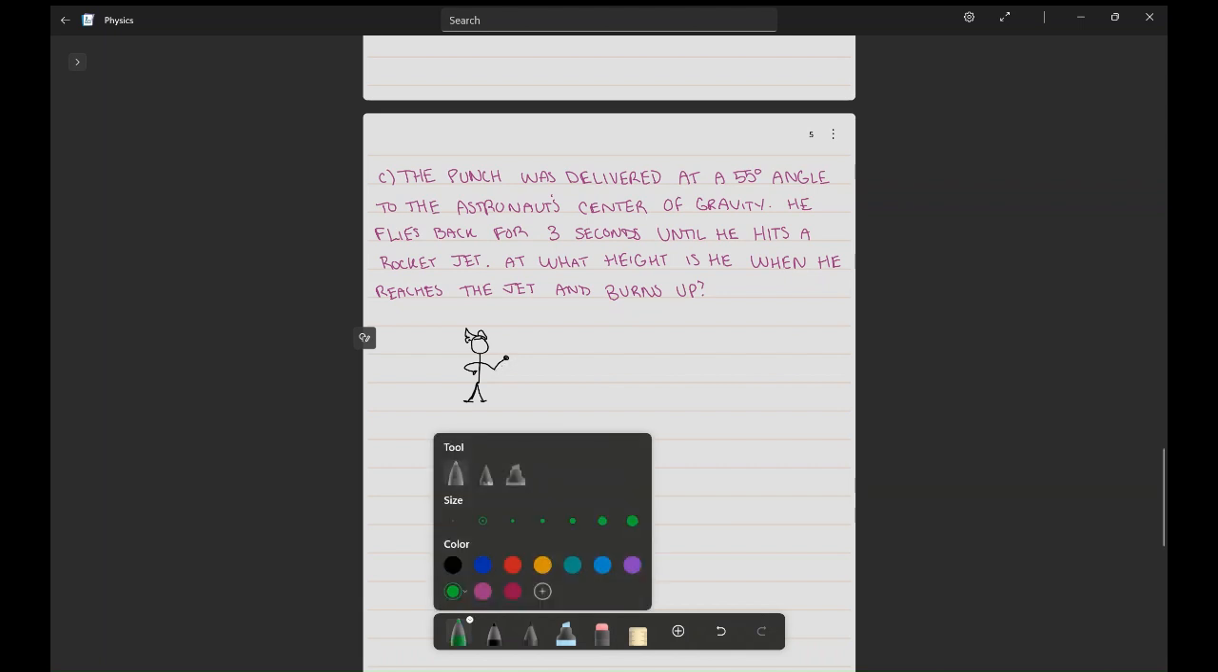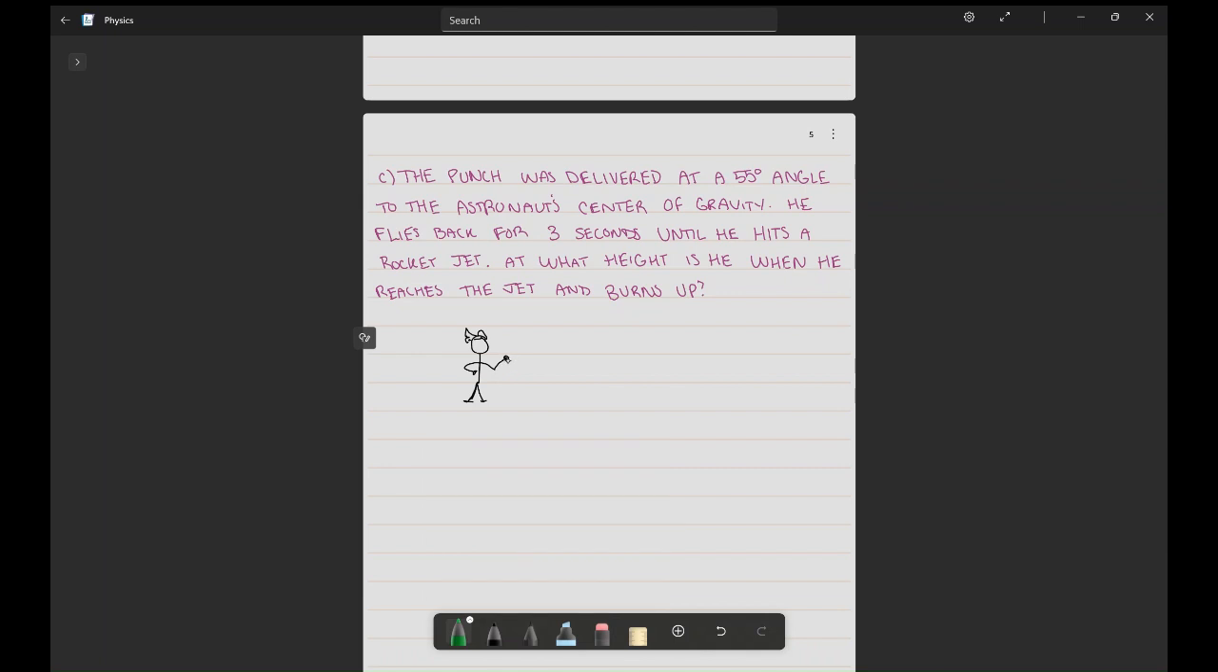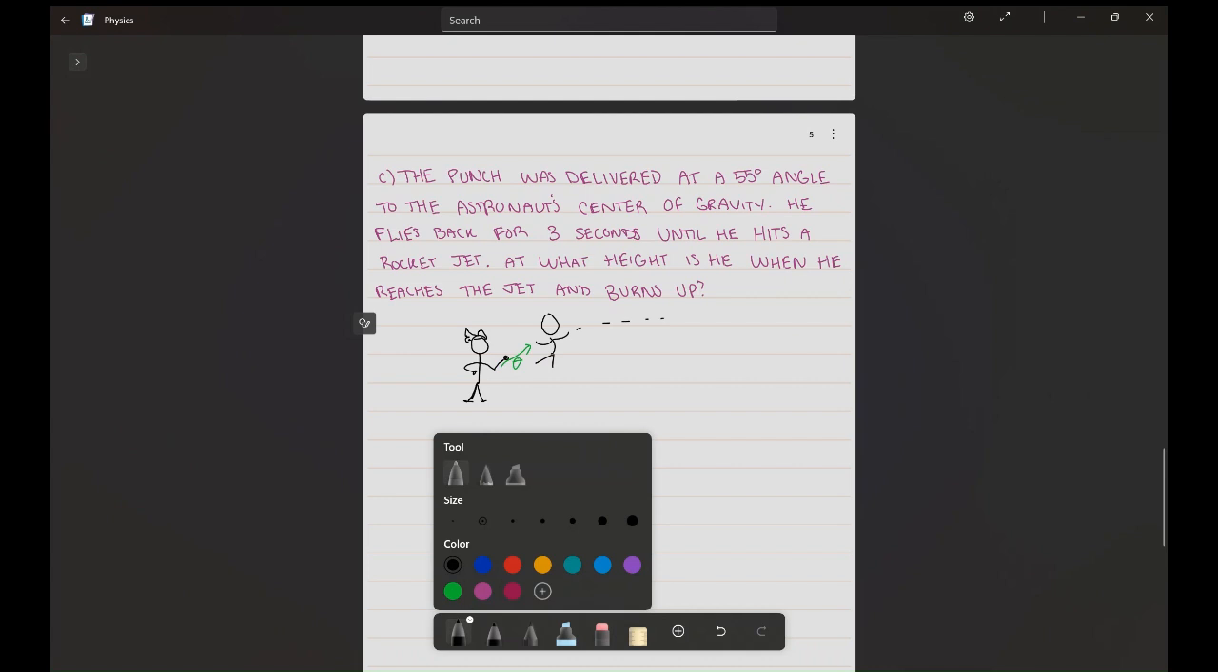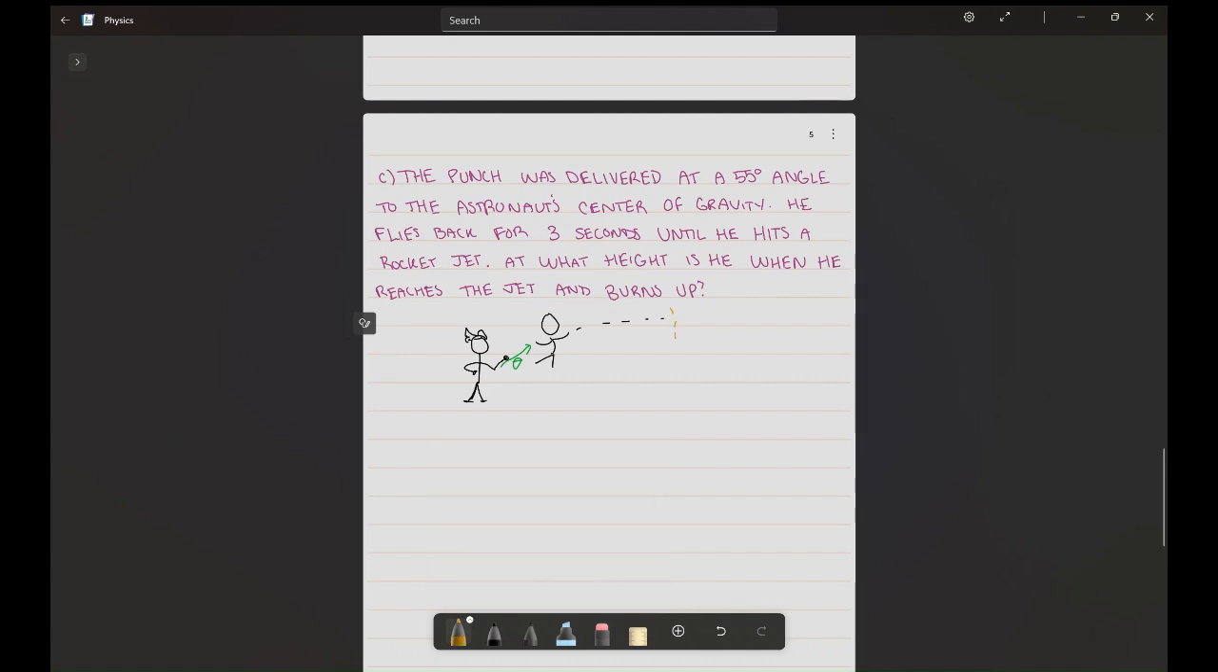This angle here is our theta. And we have the astronaut who just got punched flying backwards. That's a very bad drawing. And he eventually goes and he burns up in the jet, which is our final X position.